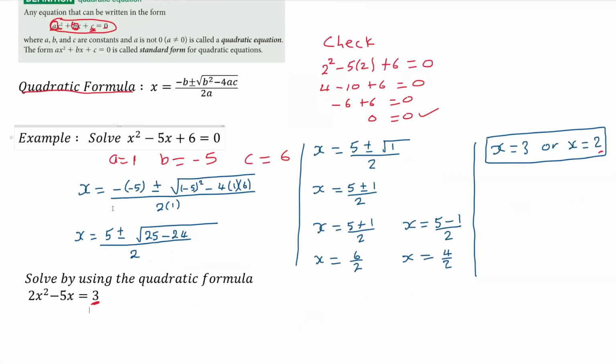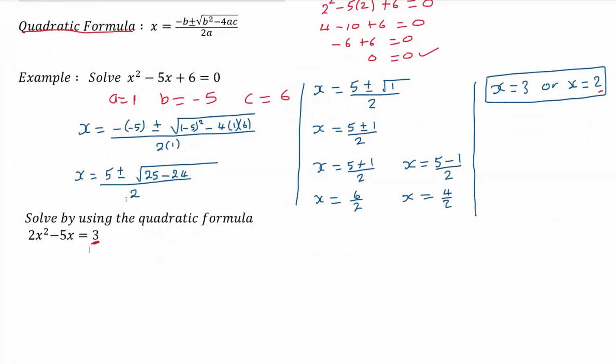So we don't have 0 in this example. So we have to move the 3 over by subtracting 3. So you can subtract 3 on this side and on this side. And so what you have is 2x squared minus 5x minus 3 equals 0. So you need it to be in this form first before you can identify A, B, C, right? You must have 0 on one side, right?